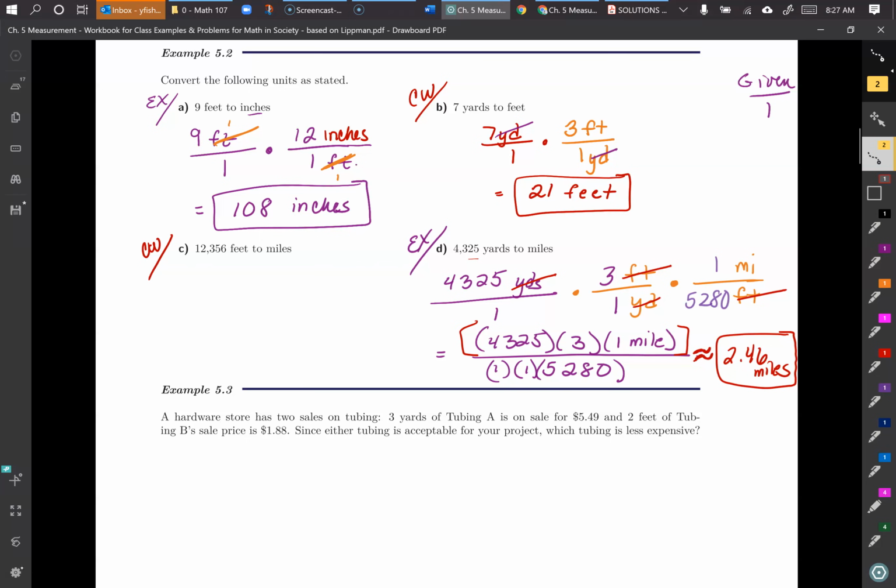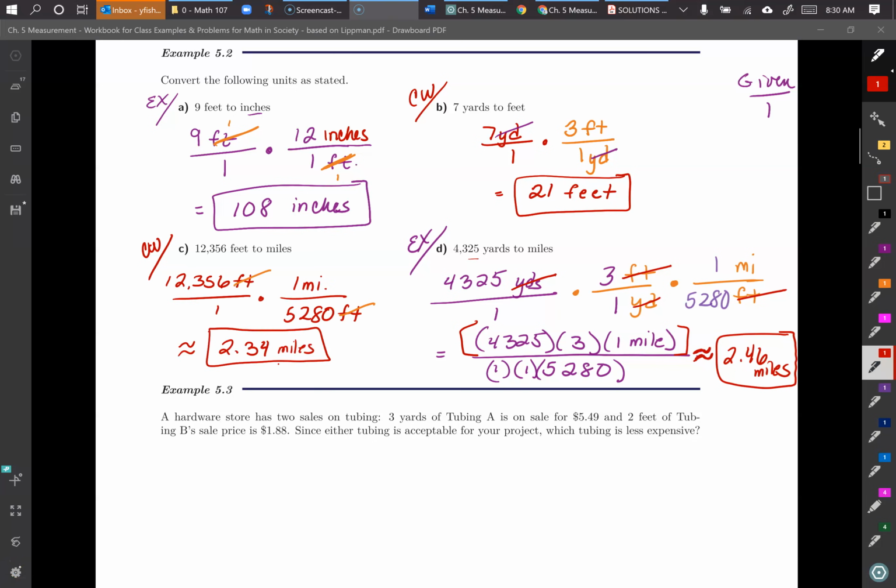We're also going to be using it for the ratio problems that are all mixed in miles per hour and things like that. So it gets a little more complex. So now pause the video and work on this one here, 12,356 feet converted to miles, and then check back on the answer.